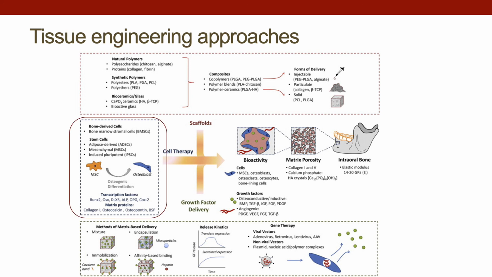Another component can be cells, and stem cells are a very hot area of research. And I mentioned mesenchymal stem cells earlier in the lecture. They're one of the stem cells that people are looking at to try to use in dentistry, or various other kinds, and try to generate tissue. The mesenchymal stem cell can go on to be an osteoblast, and that's shown there. And then there can be various transcription factors or matrix proteins to try to use with the cells.